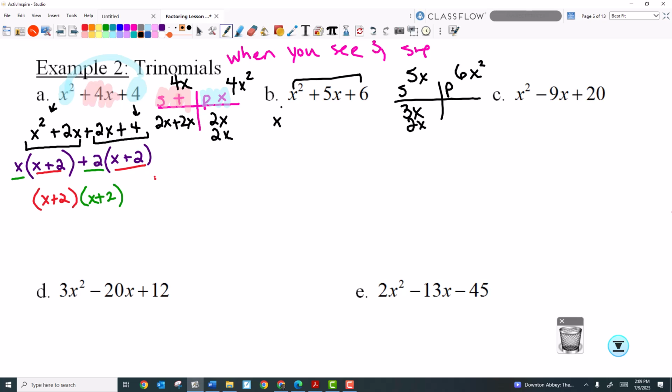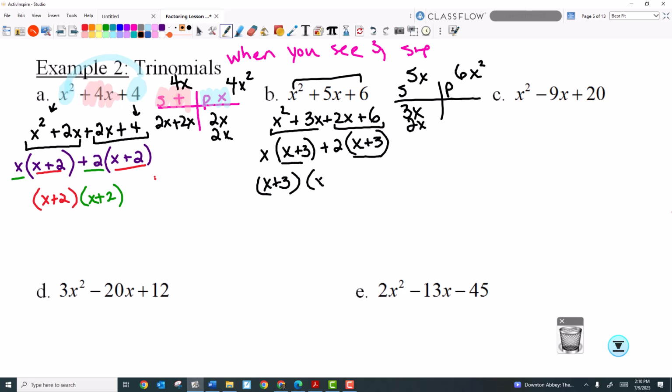So I bring down the x squared. I replace the 5x with 3x plus 2x, and then I bring down the 6. And then I group the first two, group the last two. I can take an x out of the first two, and then I would have x plus 3. And then I can take a 2 out, and I would have x plus, and you just divide to get this. 6 divided by 2 is 3. These are the same, so it's x plus 3 and x plus 2.